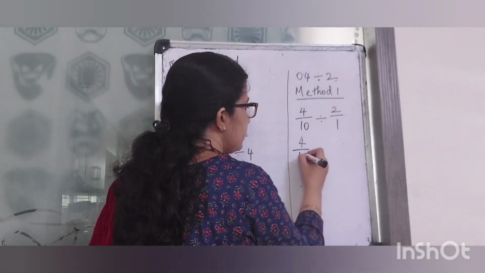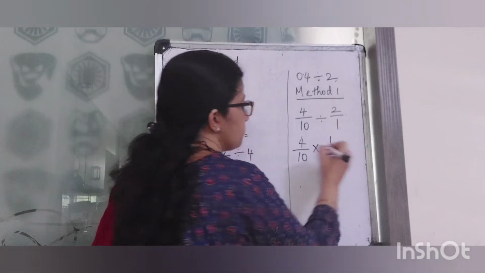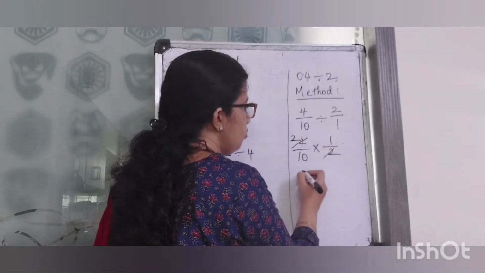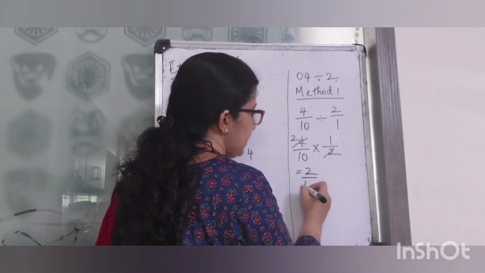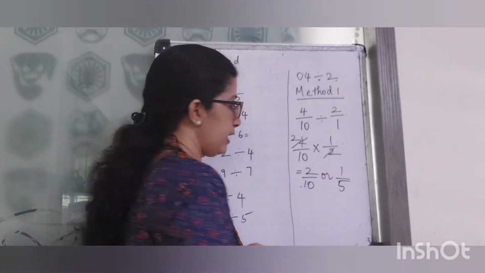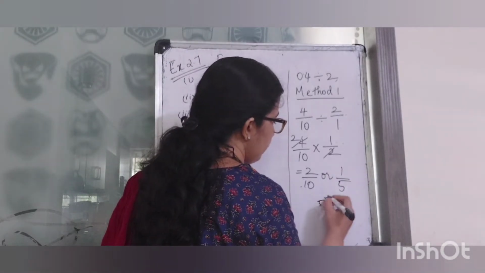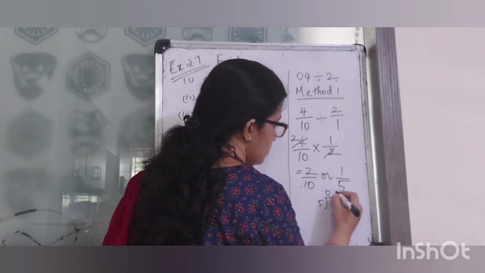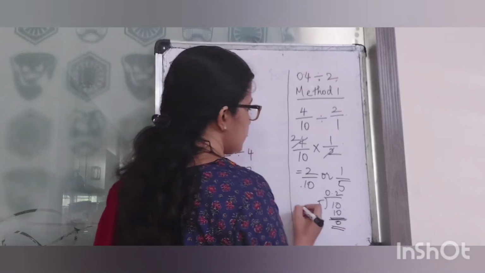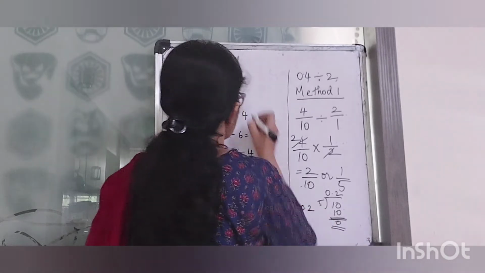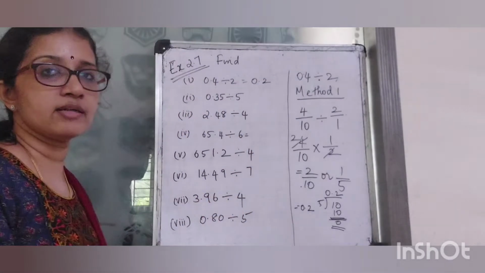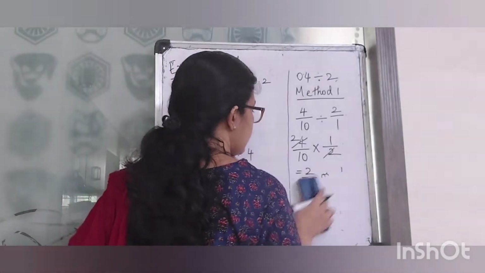So 4 by 10 into 1 by 2. This 2 and this 4 get cancelled, here it is 2. So the answer is 2 by 10 or 1 by 5. If we do 1 by 5, we will get 0.2. So the answer is 0.2 through the first method. Now let's see the second method and compare the answers.